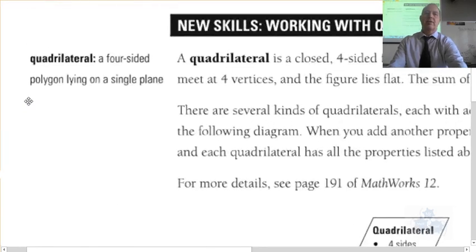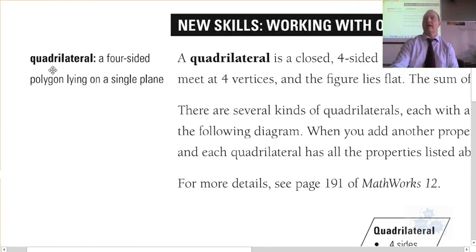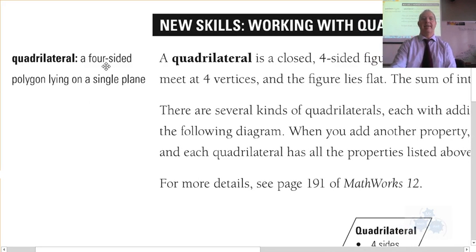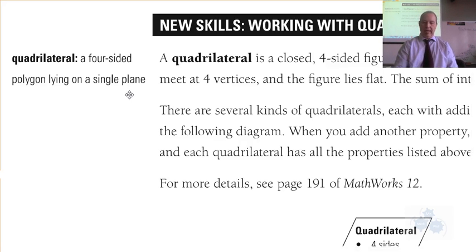Okay, we're going to round off this lesson by talking about some quadrilaterals. So let's write down the definition for a quadrilateral. And that is a four-sided polygon. That's just a fancy name for a closed figure with straight sides. A four-sided polygon lying on a single plane. These are pretty specific definitions. A single plane.